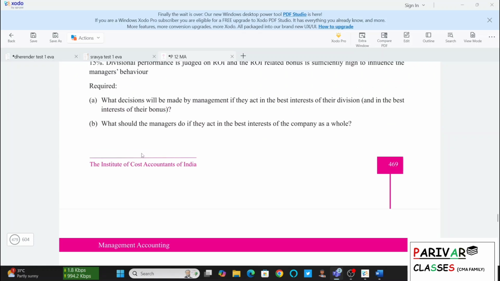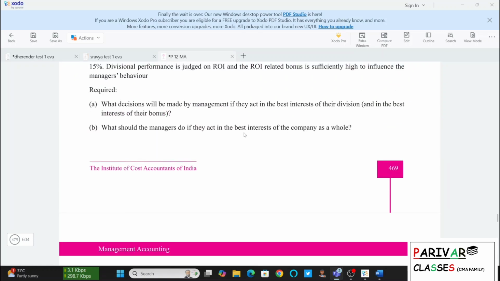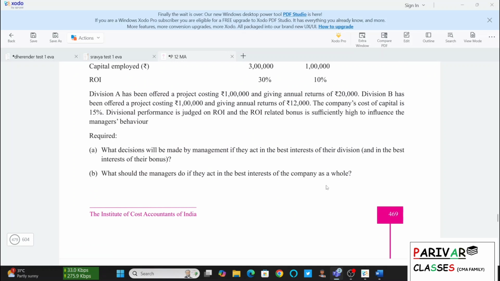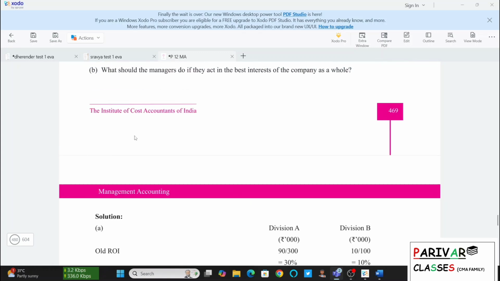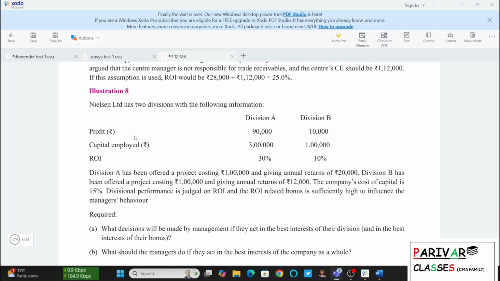Now question 2. What should the managers do if they act in the best interest of the company as a whole? Till now we thought in terms of a division point of view only. Now we have to think from the point of view of the company. Here we discussed it in a wrong manner. Don't look at this. We will do it in another, correct way. First we have to calculate the current, old overall ROI of the company.